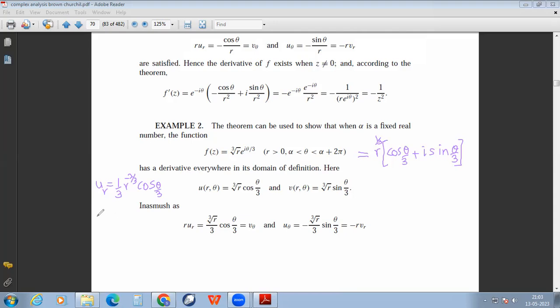Yes, ma'am. And what our equation requires is u r to be multiplied by r. So let me multiply throughout by r. What will happen? r u r will be equal to 1/3 is there. And we are multiplying by r, meaning addition of the indices 1 and minus 2 by 3. So 1 minus 2 by 3 is 1/3. So I'll get this as r raised to 1/3 into cos of theta by 3. Followed?